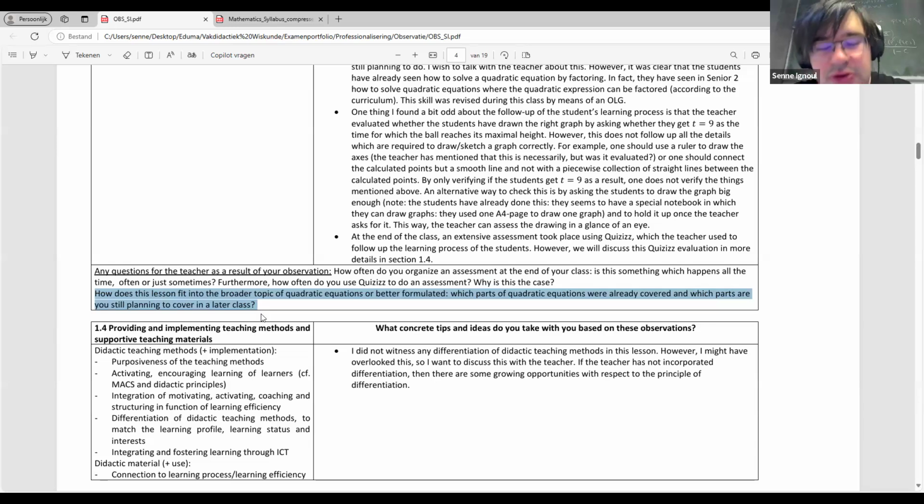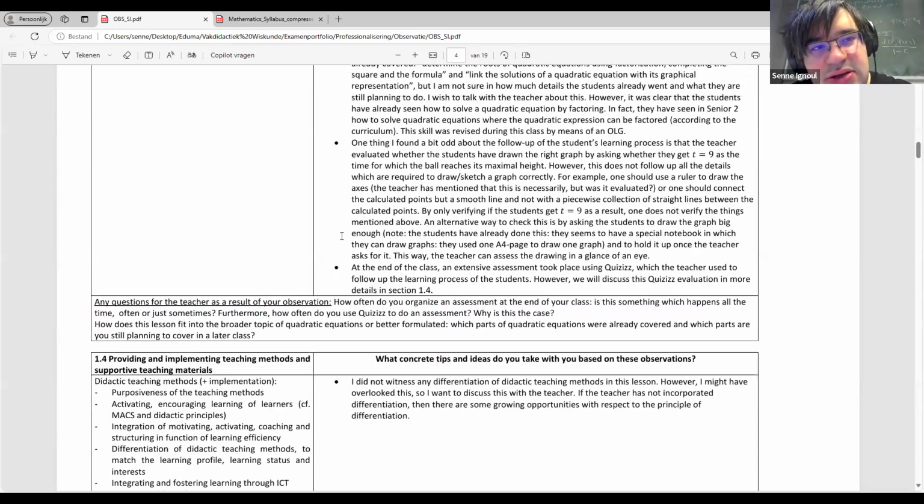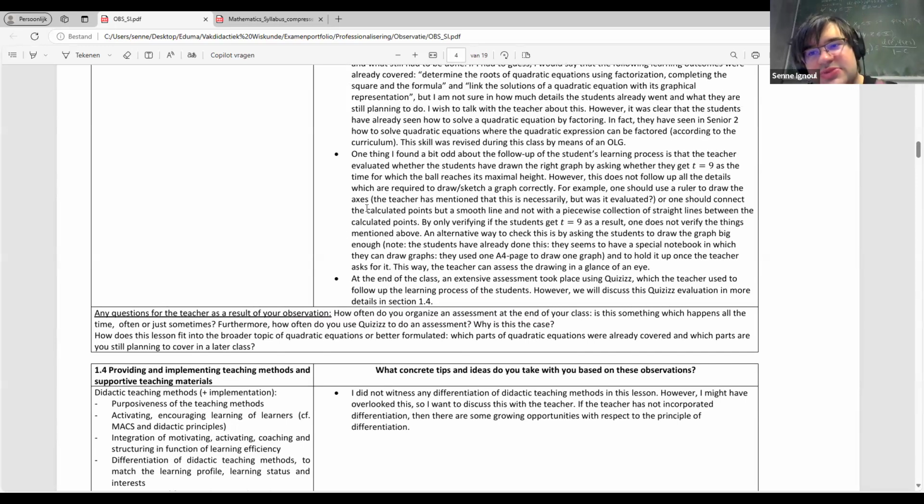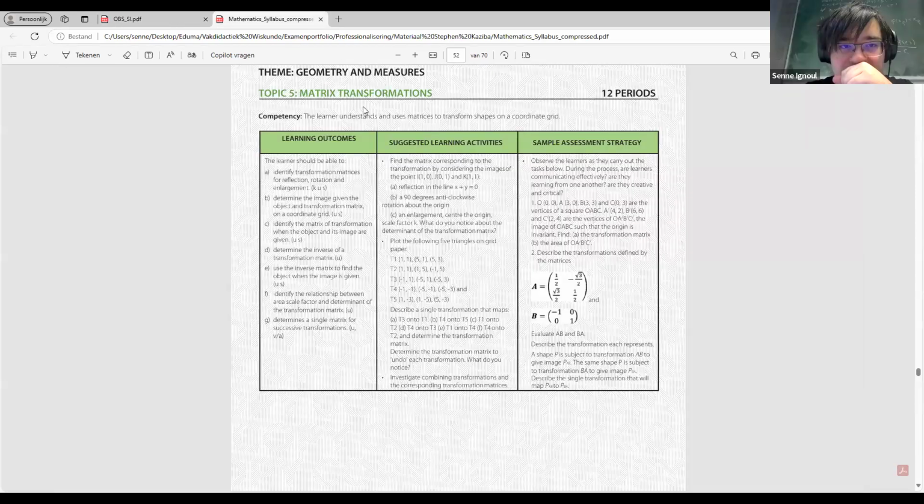So it's this question. What have they seen about quadratic equations by the time that the class that we observed happened? So how does it fit in? How does the class we've observed fit into the broader topic of quadratic equations? Which learning outcomes does it address? Okay, can you go back to the syllabus?